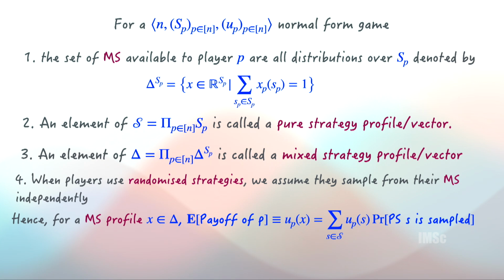Small s is a vector of actions that each of the individuals take, and then the probability that this pure strategy, this vector of strategies, is actually being played. What is the probability that the individual players are actually playing these strategies or using these actions? That is this expression, the probability that pure strategy s is sampled.